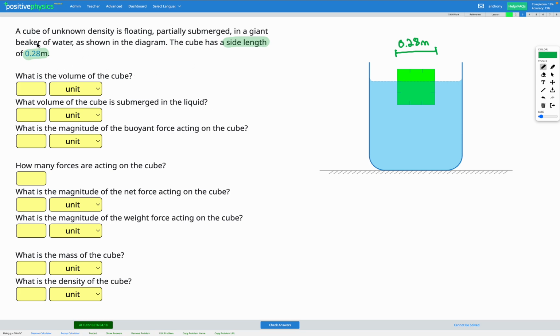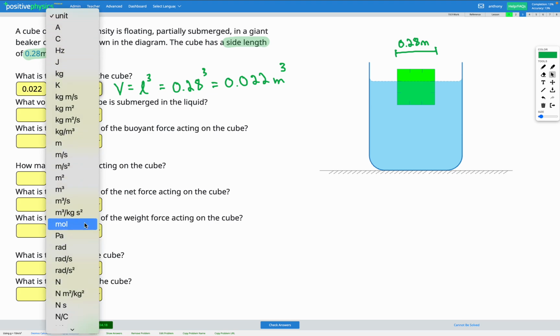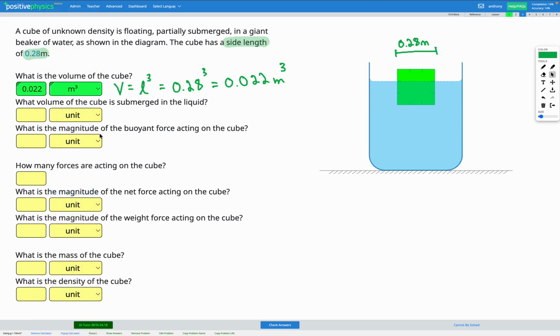Okay. So we're going to start out by figuring the volume of our cube. Remember, the volume of a cube is just the length to the power of 3, or cubed. Our length was 0.28 meters. So that's cubed. That gives us a volume of 0.022 meters cubed. So we can go ahead and fill that in first. 0.022 meters cubed. Great. We've got the volume of our cube.